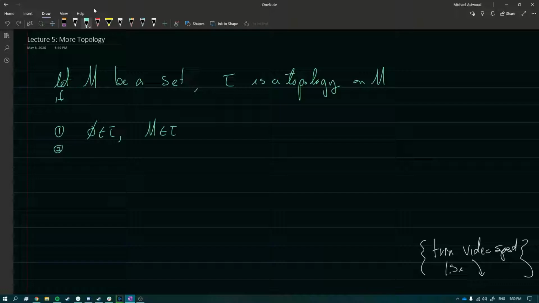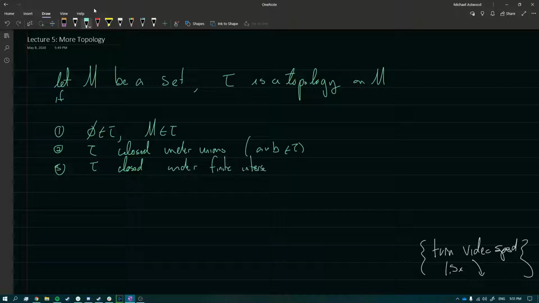Second of all, tau needs to be closed under unions. So if A and B are in the topology, then A union B is an element of the topology. And third of all, tau must be closed under finite intersections. Great, so these are the three axioms of a topology.